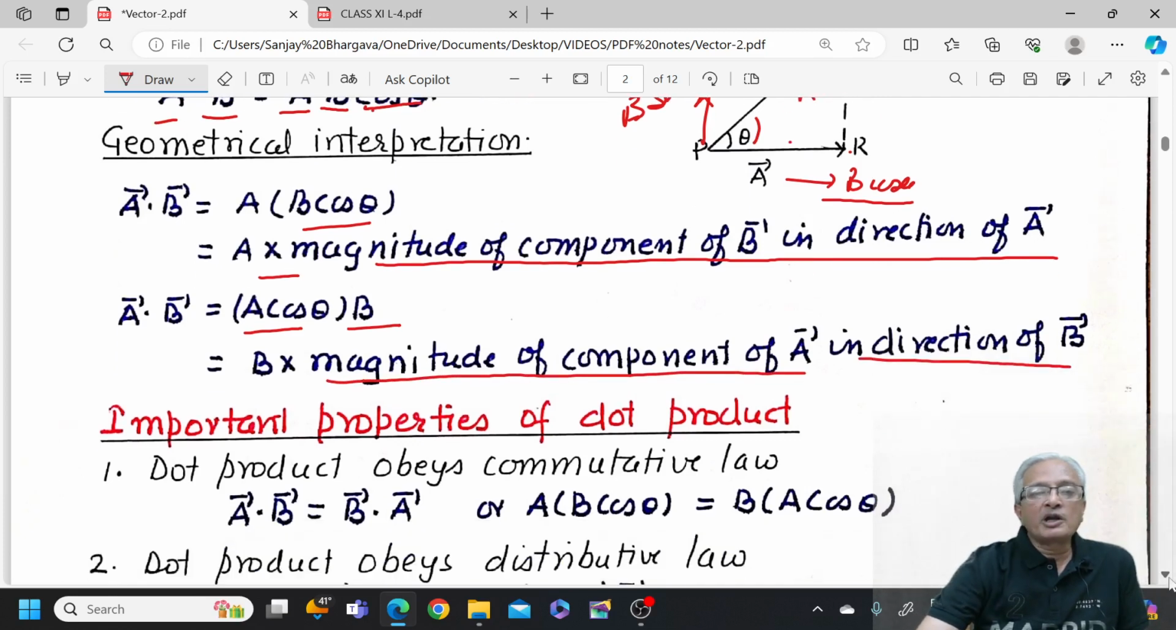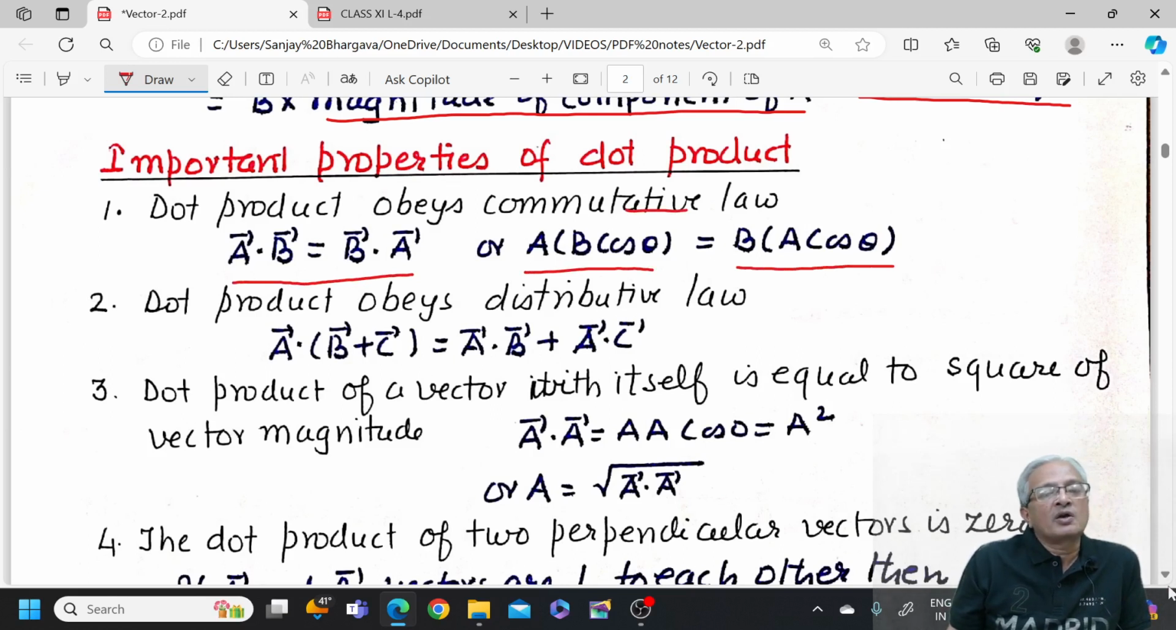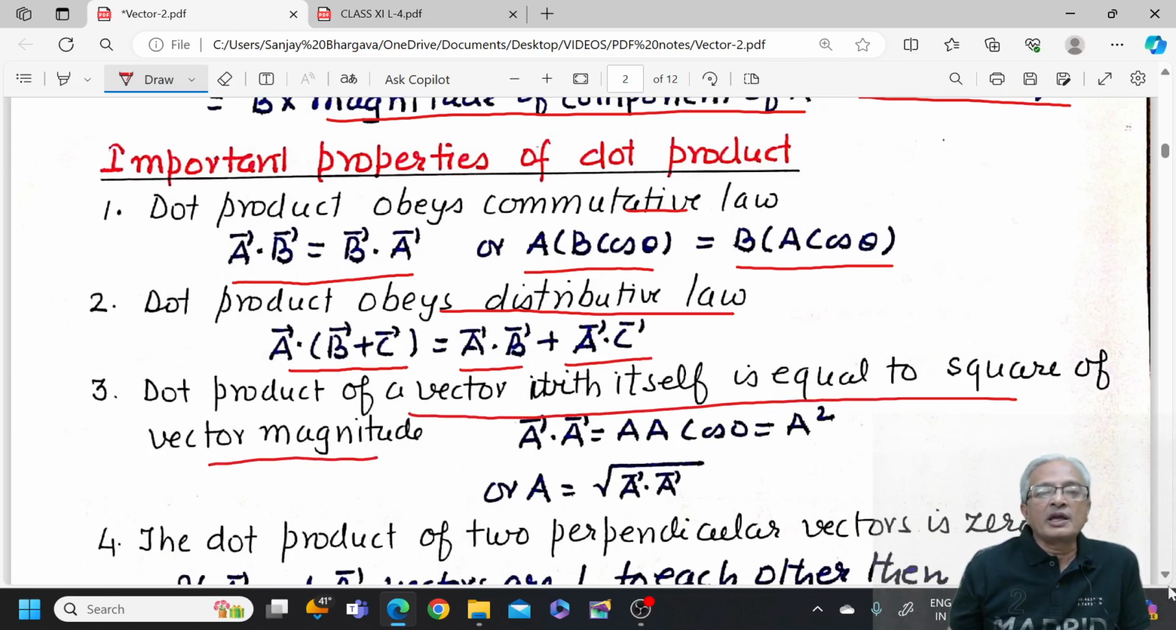Now let us study some important properties of the dot product. The first one: the dot product obeys the commutative law. A dot b is equal to b dot a. That is, a into b cos theta is equal to b into a cos theta. The dot product obeys the distributive law. A vector dot b plus c vector must be equal to a dot b plus a dot c. The dot product of a vector with itself is equal to the square of the vector magnitude. A dot a is a squared cos 0, which would be equal to a squared. So a can be written as under root of a dot a.